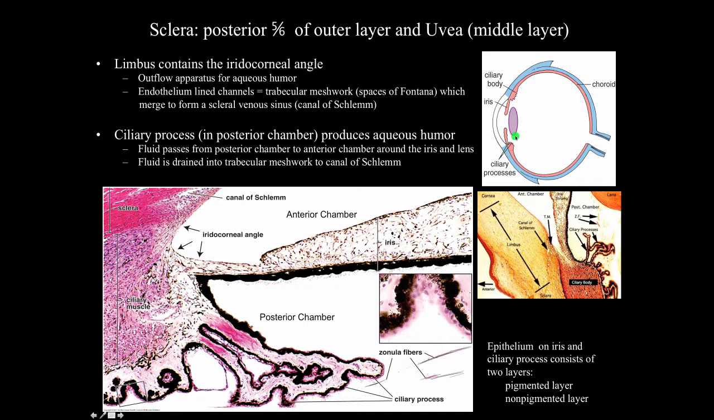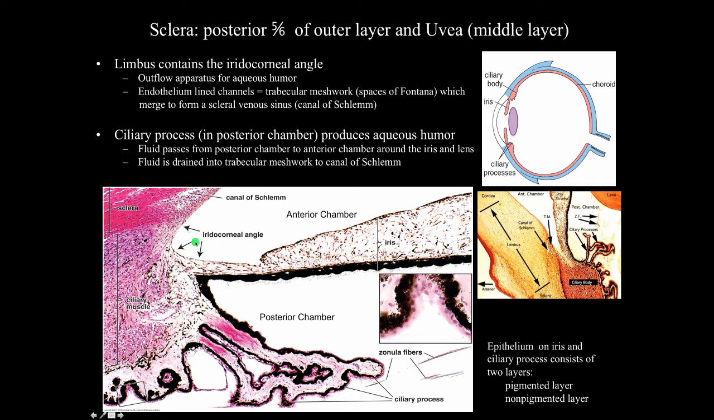So again, let me highlight that on the cartoon. It's synthesized here, it's passing around the lens and draining into the canal of Schlemm. Likewise here. So on the big micrograph like that, the lens not shown here, but it would be passing around the posterior chamber into the anterior chamber and draining into these trabecular meshworks in the canal of Schlemm.